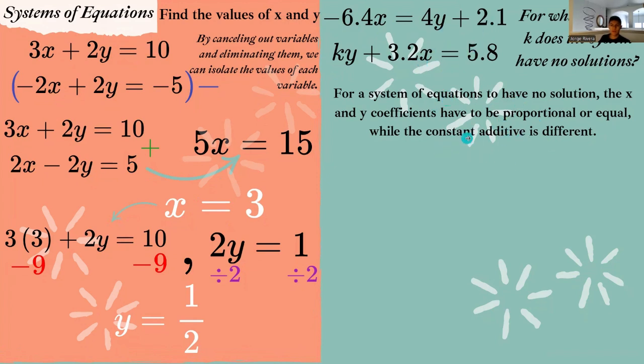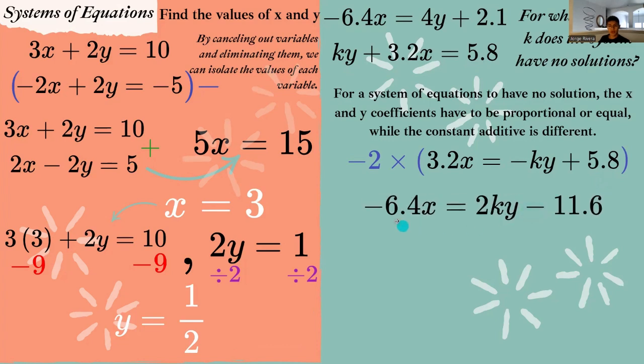And so the constant additive is different. So these two have to stay different. They have no x or y. So basically what we're going to do is move the ky over here by subtracting it, right? And then we're just going to multiply it by 2. And so that's going to give us this new equation to substitute for this one. It'll be negative 6.4x is equal to ky minus 11.6.